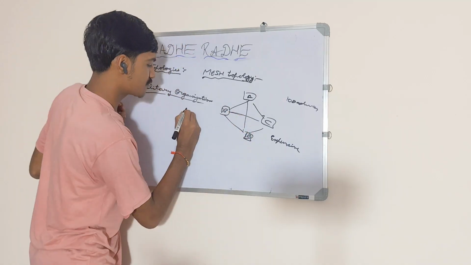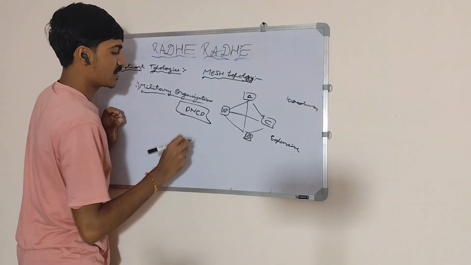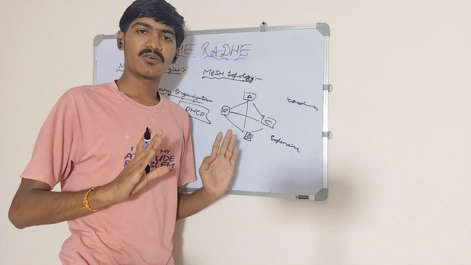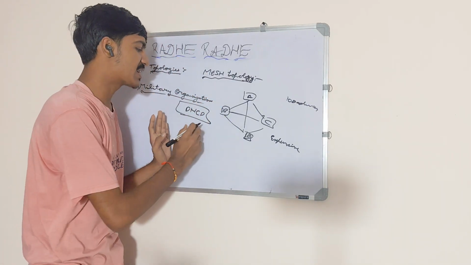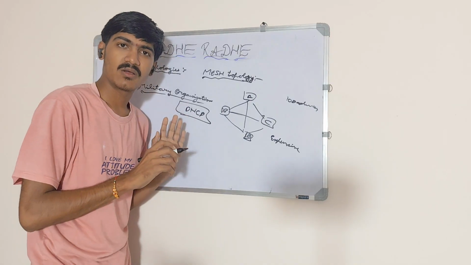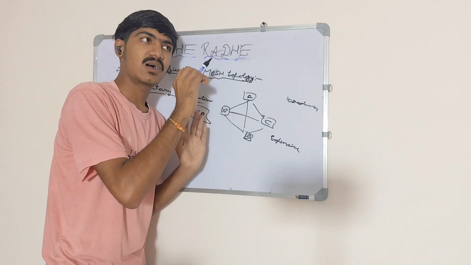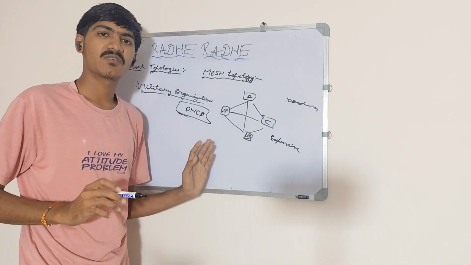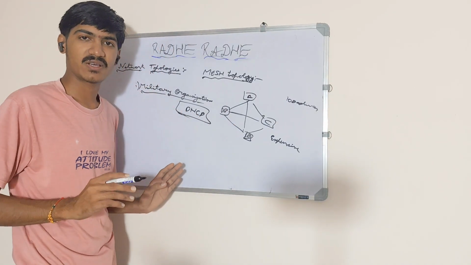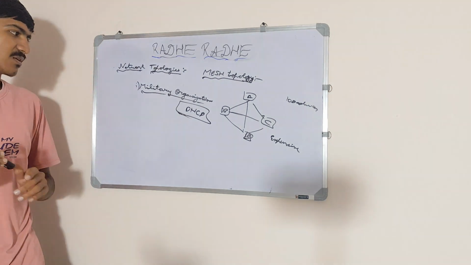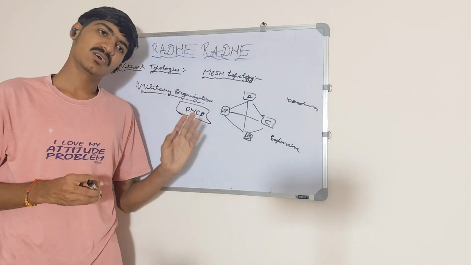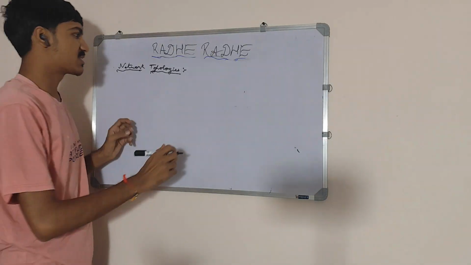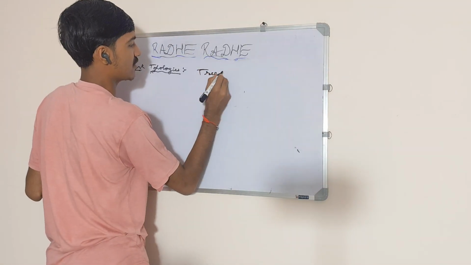What are the technologies used? DHCP, Dynamic Host Configuration Protocol. Bro, for now, you can understand it as a protocol which assigns IP addresses to devices. That's it. This protocol is responsible for assigning IP addresses to all the devices. Understood about mesh topology? Understood completely.